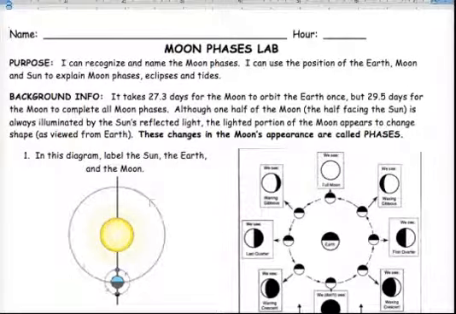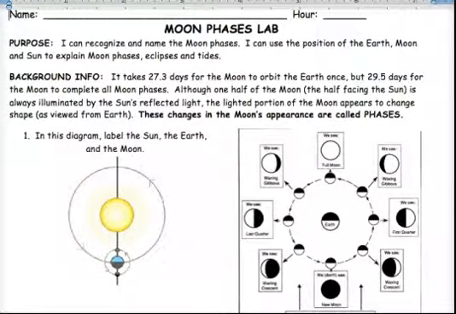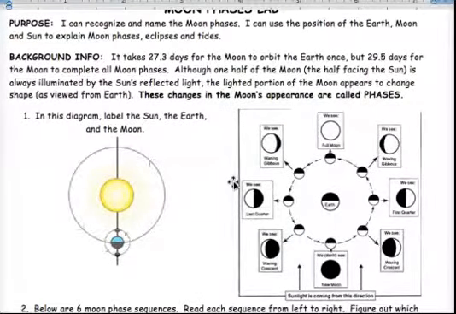So the purpose, or the learning target, is I can recognize and name the moon phases, and I can use the position of the Earth, Moon, and Sun to explain moon phases, eclipses, and tides. There's a little bit of background information here that you're going to have to read, and then it says, in this diagram, label the Sun, the Earth, and the Moon.